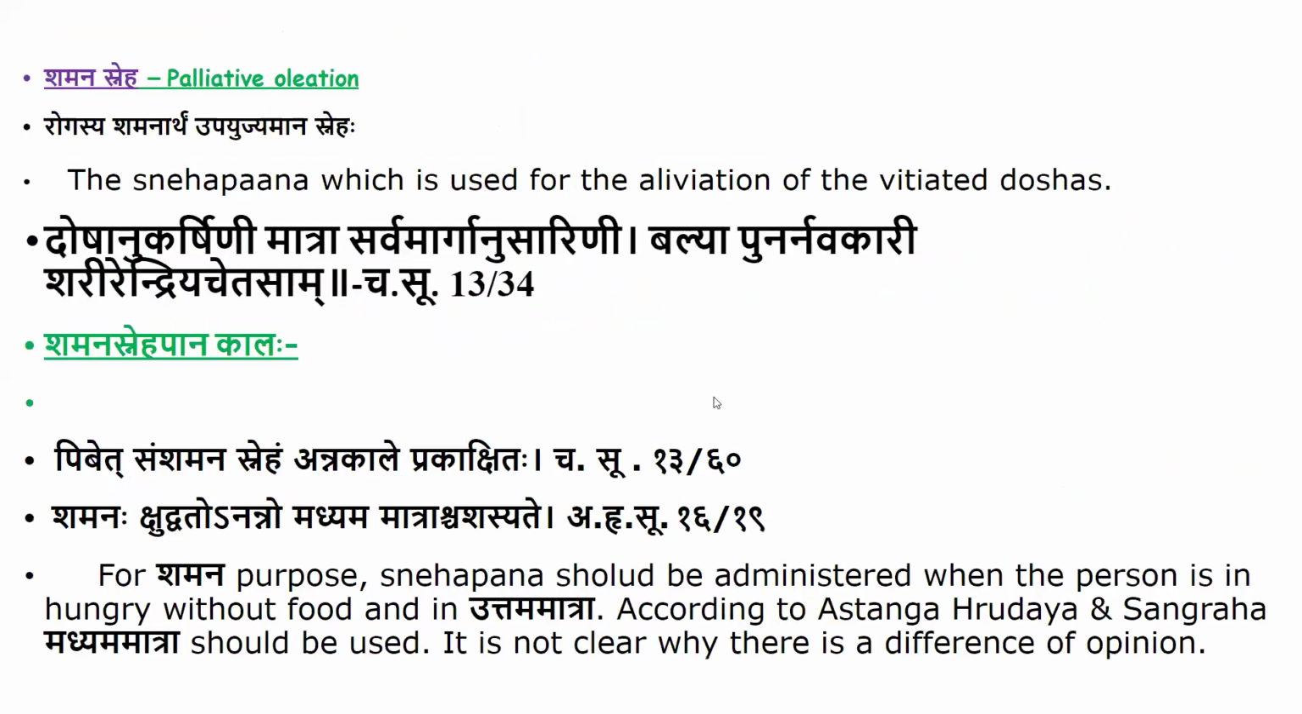Then now we will see Shamana Sneha. Rogasya Shamanartham Upayujyamana Sneha. The Snehapana which is used for the alleviation of the vitiated doshas. What does it do? Dosha Anukarshani Matra, Sarva Marga Anusarini, Balya, Purnarnavakari, Sharir Indriya Chetasam, Charaka Sutra 13/34.